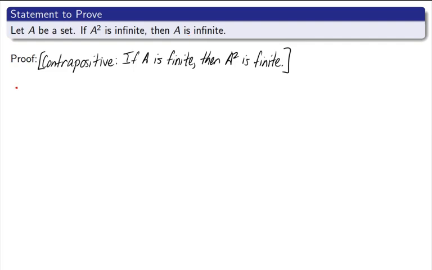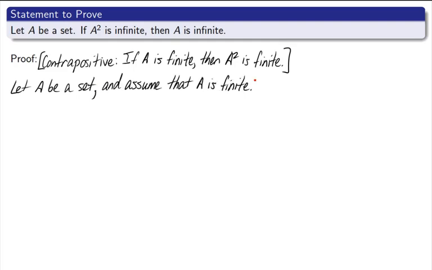Now let's prove it. Let A be a set, just to pick it arbitrarily, and assume that A is finite. So we've picked up our assumption that A is finite. Well, what does that mean for A to be finite? Then the cardinality of A is equal to n for some n in the natural numbers. Now we need to somehow work with A squared is finite. Well, what is A squared? A squared is the set of all ordered pairs of elements, with both elements coming from the set A.